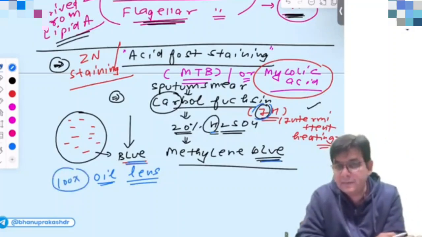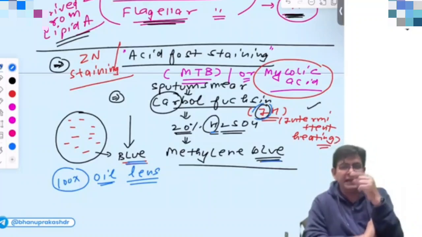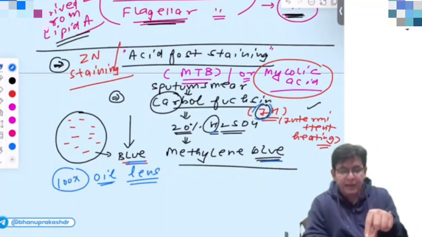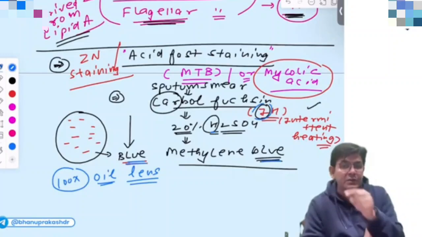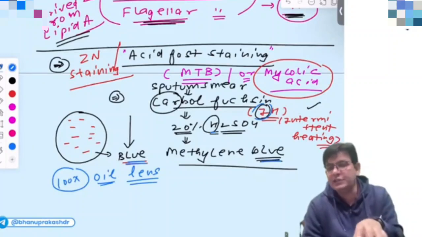And this question might come. It has the maximum magnification because it is 100 into 10. 10 is of the eyepiece, and 100 is of the objective lens. So 100 into 10 is 1000. 1000x is the magnification of this oil immersion lens.